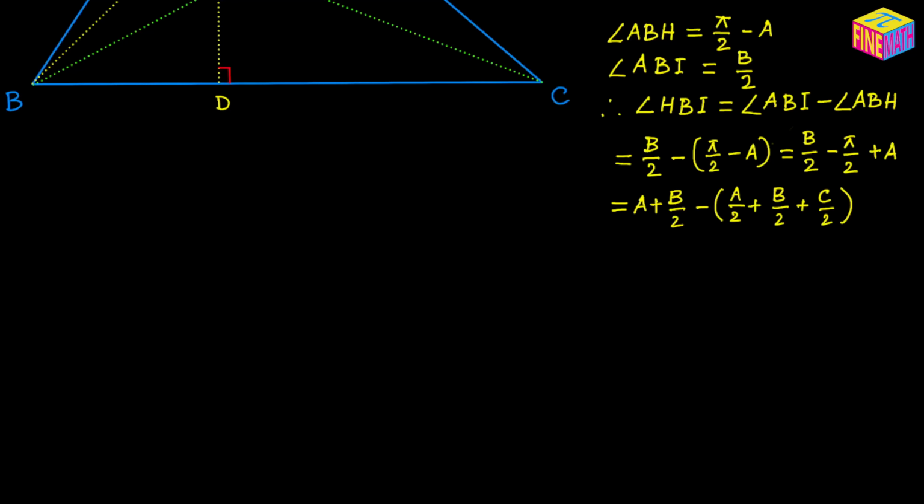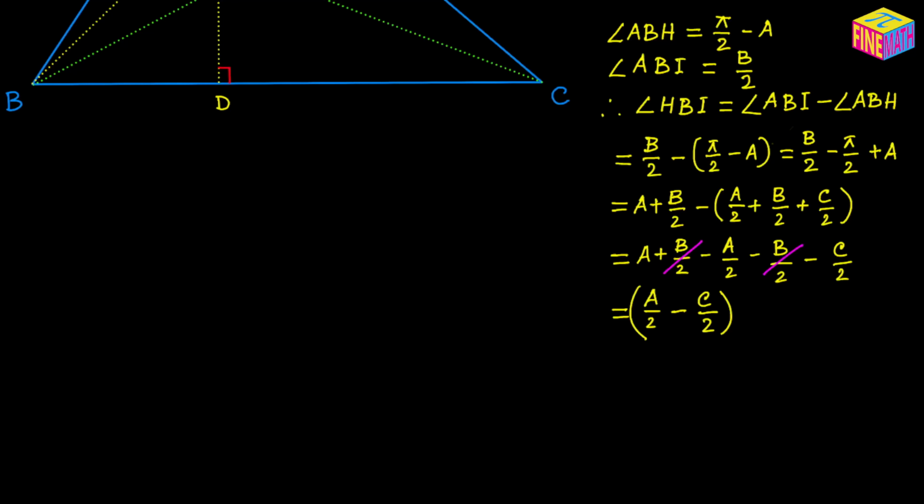I have kept the positive A up front, and then I have the positive B over 2, and then minus, wherever I had the pi over 2, I have noted A over 2 plus B over 2 plus C over 2. Now we are going to remove the parenthesis and then it is going to look like this. And here you see that positive B over 2 and negative B over 2, they will cancel out each other, and also we can subtract A over 2 from positive A. So we are going to be left with A over 2 minus C over 2. So we have been able to calculate the angle HBI.